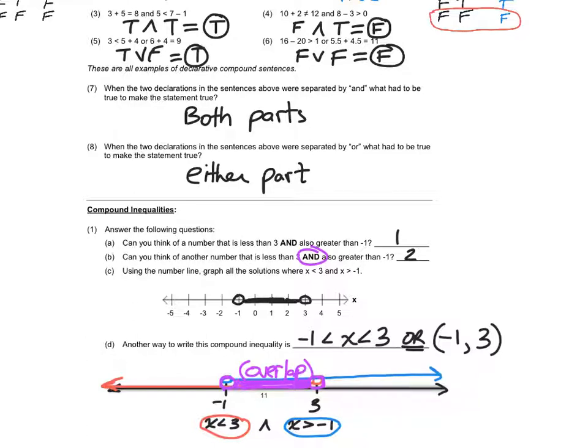So brackets include the value, parentheses exclude the value. All right? So open circle goes with parentheses. Closed circle goes with brackets. Arrows, those are typically associated with infinities, and infinities always get parentheses. All right?